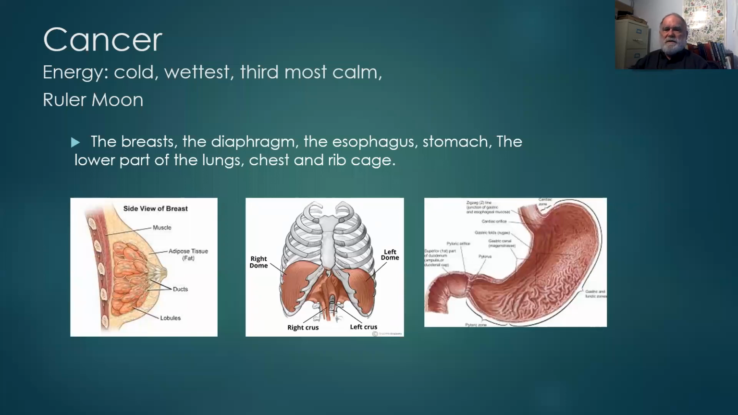So we have the moon ruling the lymph, right, and Cancer there. You can see this is the nourisher. It's nourishing the whole body with lymph. So, okay, and then we have the stomach.